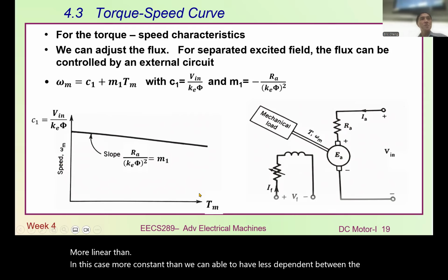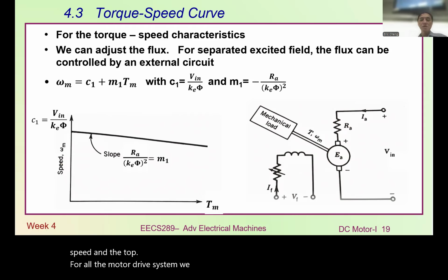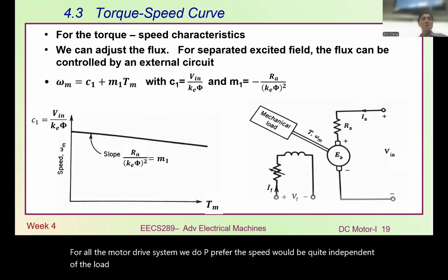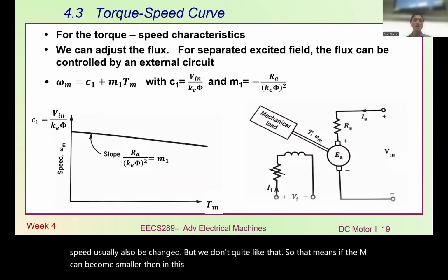For all motor drive systems, we prefer the speed to be quite independent from the load. When we have a high demand of load, that means the torque varies and the speed usually also changes, but we don't quite like that. So if m can become smaller, then the speed will become less dependent.